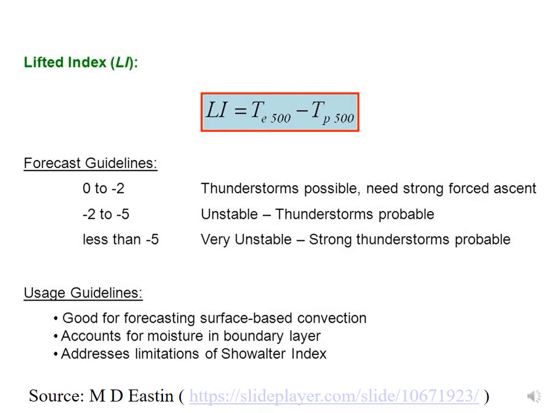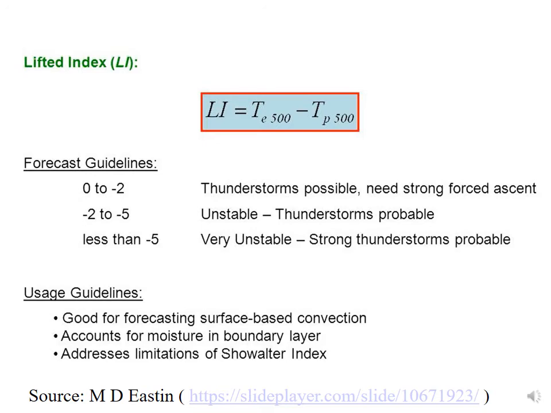So the guidelines for this are: if the lifted index is positive, then thunderstorms are not going to happen because the air parcel is negatively buoyant at 50 kilopascals. If you have a lifted index between 0 and -2, thunderstorms are possible, but they're going to need forced ascent. If the lifted index is between -2 and -5, then the atmosphere is considered to be unstable and thunderstorms are probable. And if it's less than -5, it's a very unstable atmosphere and strong thunderstorms are probable.